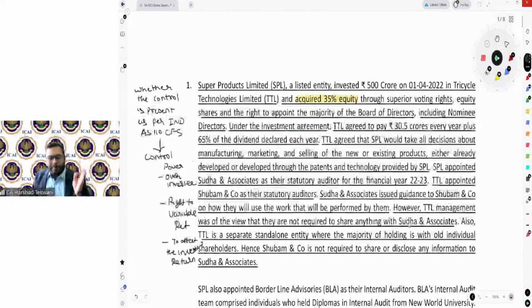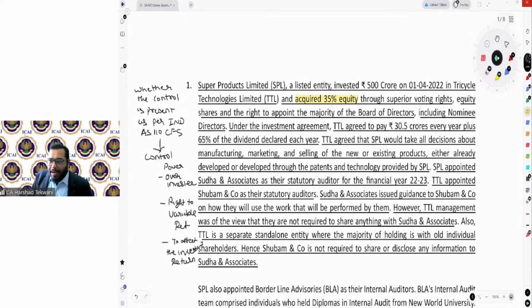Now, I need to establish these three conditions: not only the power, not only the right to variable return, but the third one also, the ability to use its power. If all these three conditions are satisfied, then only will I be able to say that this entity controls and can become a parent entity by virtue of Ind AS 110.